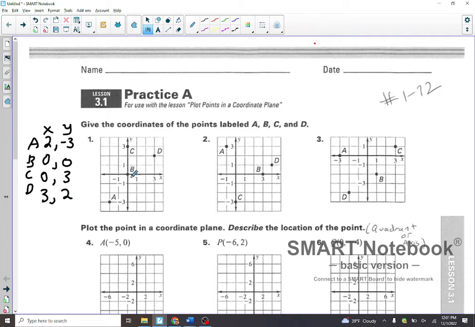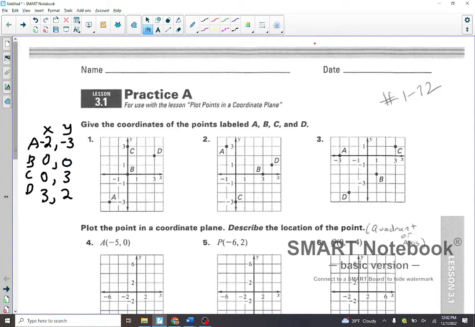Isn't A -2, -3? Oh, you're right. -2, -3. Thank you. Why is it not -3? X, comma, Y. I went left 2, so I should say -2 and then down 3. With slope, it's Y over X. It's -2, comma, -3, because you go left, and then down. B is just the origin, so 0, comma, 0 is the origin.